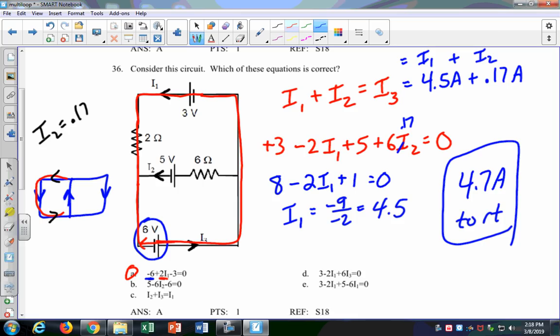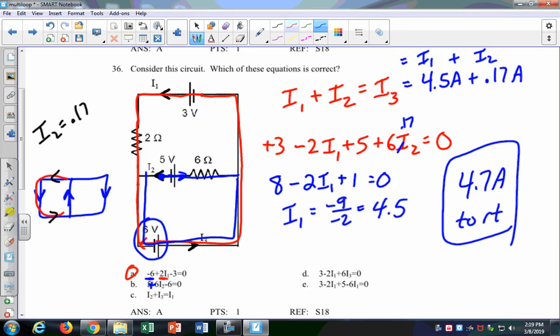Well, let's look at these others. 5 minus 6I2. That's starting here and going in that direction. I know that because it's a +5. And then I also see the 6I2 right after it. So I'm going in that direction. +5, that's correct. I'm going from low to high potential. -6I2. Oh, that's not right. That should be a +6I2 because I'm going against the current. And then minus 6. Okay, that's right. So the only mistake here is that negative 6I2 should be positive 6I2.